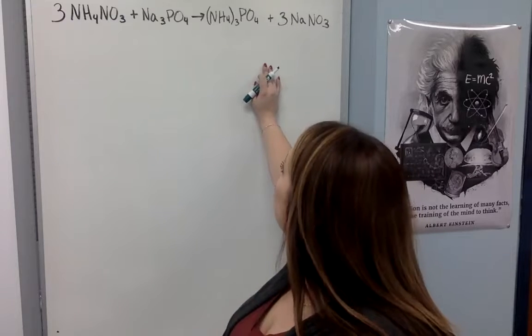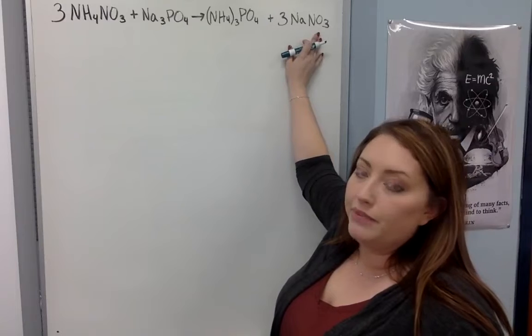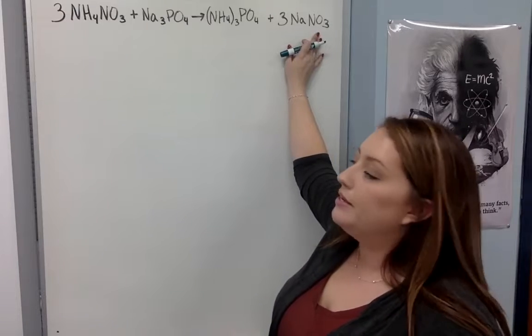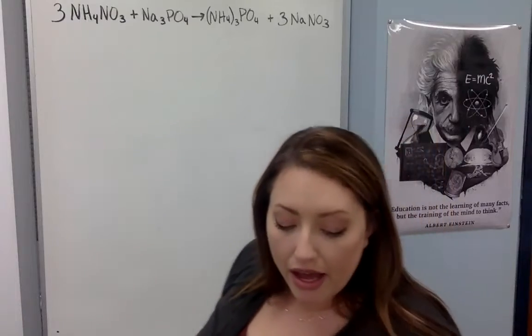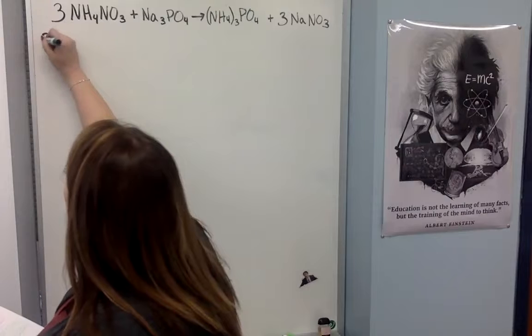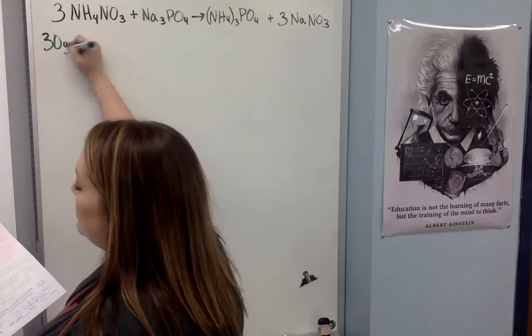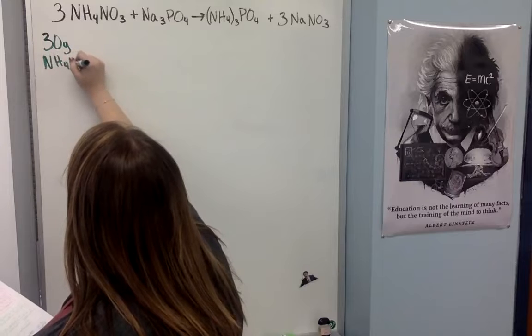So let's just go ahead and do one. For this question, I went ahead and chose the sodium nitrate to convert it into, simply because I felt like it was probably easier to add up. Doesn't really matter. So on this first one, we're going to start out with the 30 grams of ammonium nitrate.